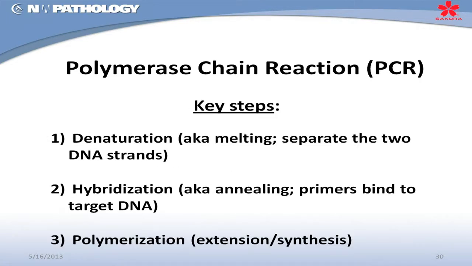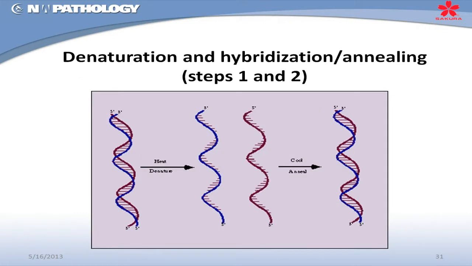Those are the four key components, and there are three key steps of a PCR reaction. These are denaturation, which is the melting or breaking apart of a DNA double helix by heating. Hybridization, where the DNA primer hybridizes or anneals to its target. And polymerization, where the DNA polymerase extends off of that primer to form a new DNA molecule. We'll show some schematics of this. So in steps 1 and 2, we have heating and cooling. Heating breaks apart the two DNA molecules into separate strands. Cooling allows them to find each other and come back together.